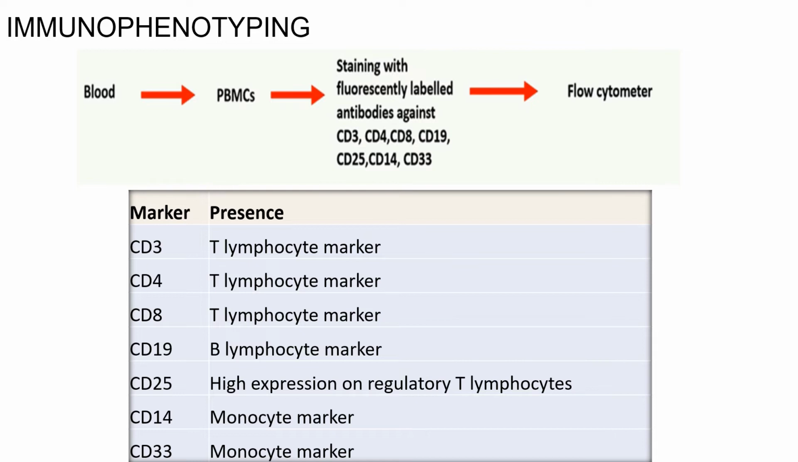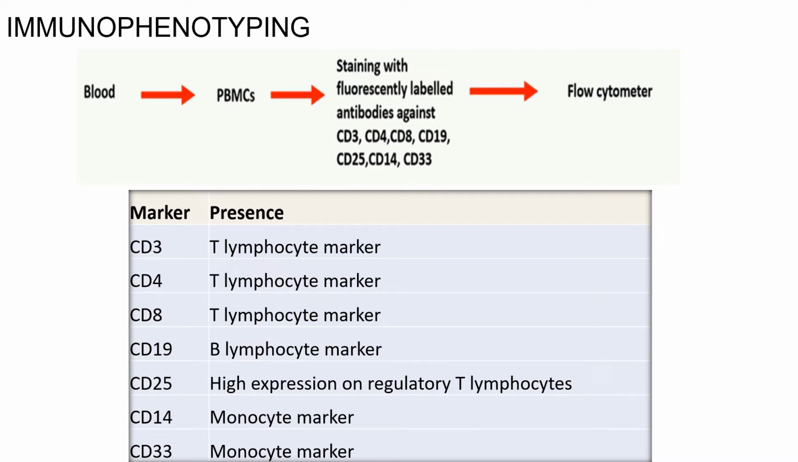So what is immunophenotyping? It means characterization of cells based on their proteins by labeling these proteins with antibodies, and these specific antibodies are again labeled with fluorescent dyes and molecules. Here you can see that from the blood sample we have collected peripheral blood mononuclear cells. Then you have to stain with fluorescently labeled antibodies against CD3, CD4, CD8, the 7 types of proteins, and then put this sample into a flow cytometer.